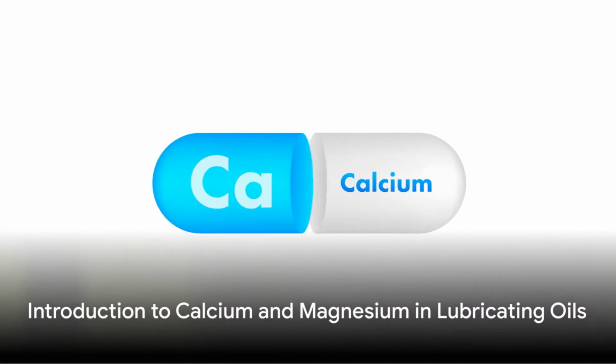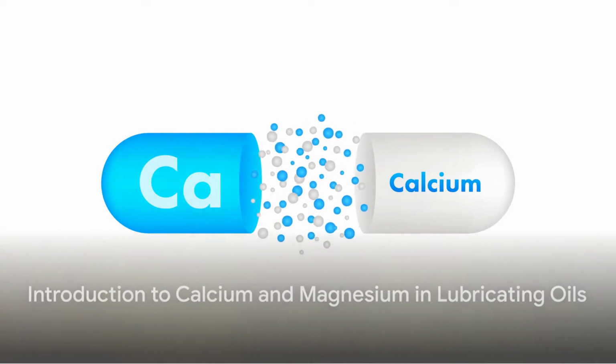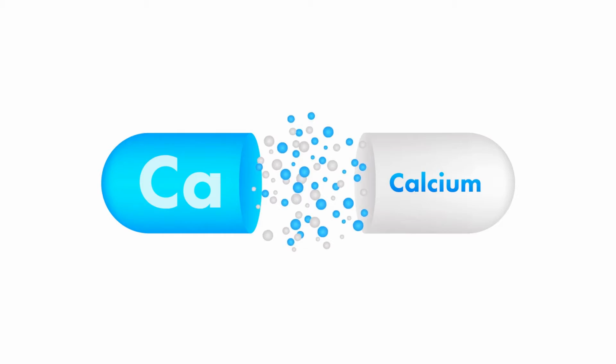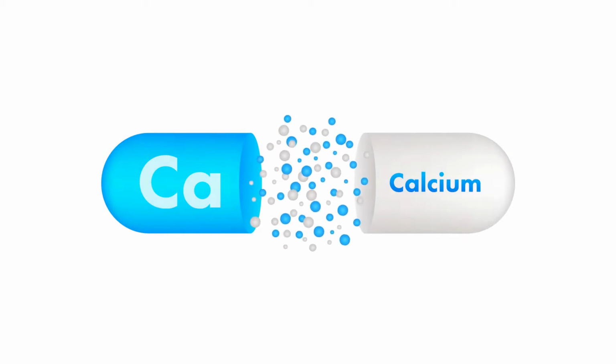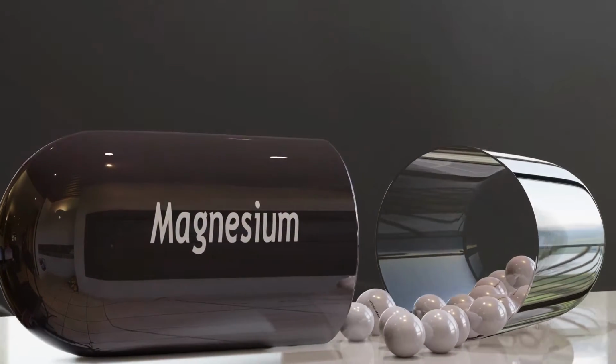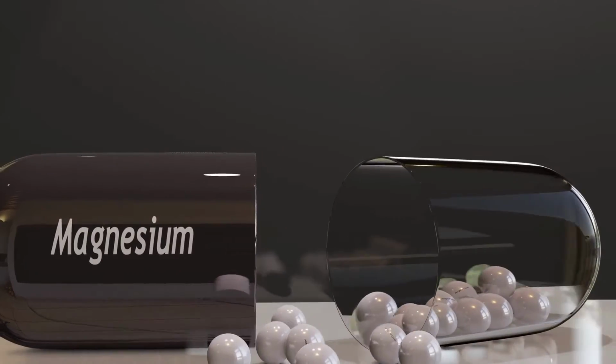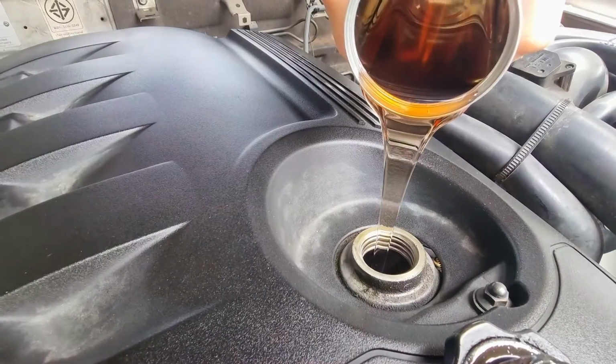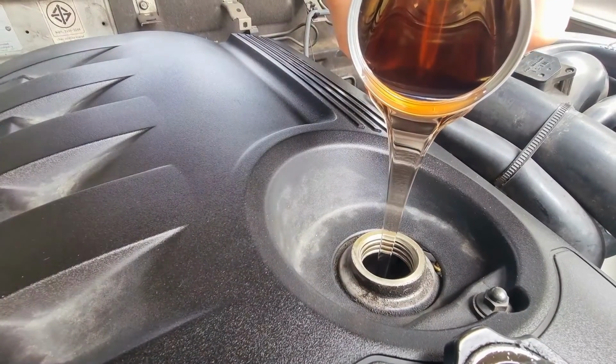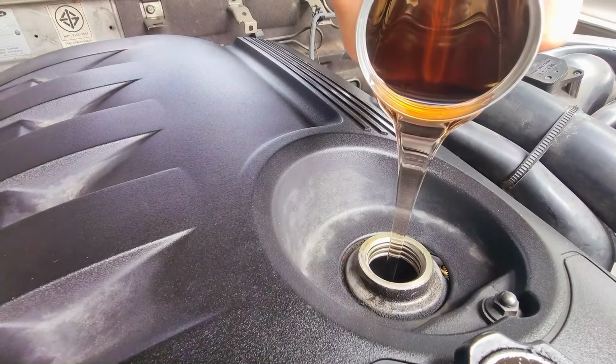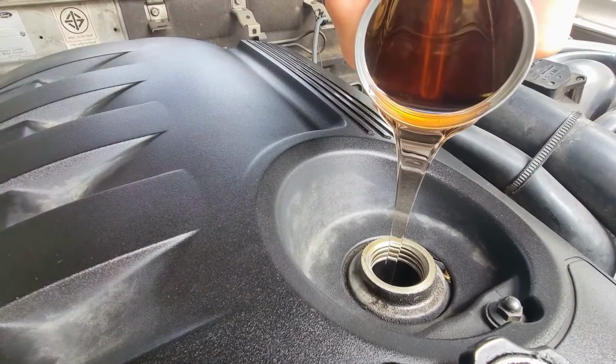Ever pondered the significance of calcium and magnesium in the lubricating oils used in your car's engine or automatic transmission? Well, let's take a moment to appreciate these unsung heroes of the mechanical world. These elements play dual roles, acting both as beneficial additives and potential contaminants in lubricating oils.